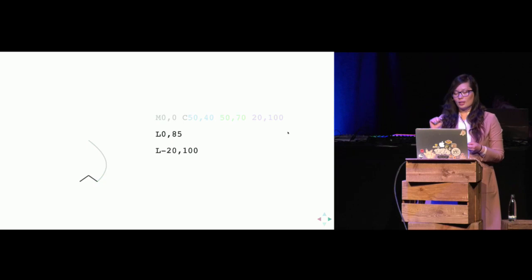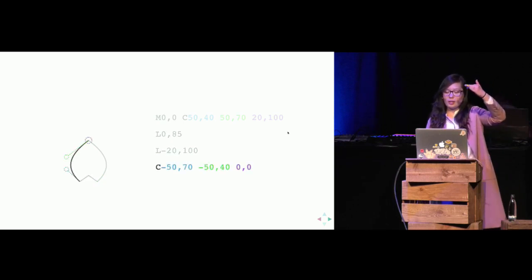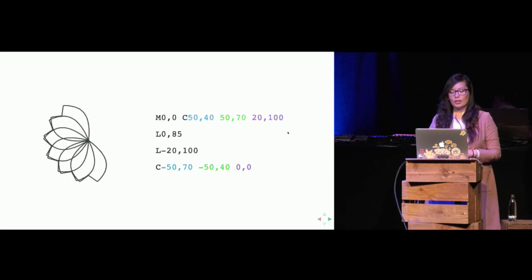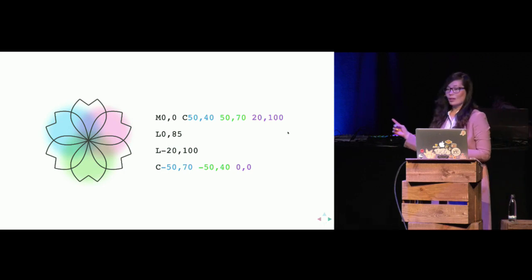I draw two lines, draw another curve on the other side, create six more of these petals, rotate them around, put a little bit of color, and that's what it takes to draw that flower.